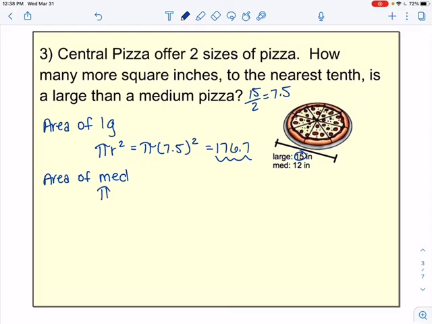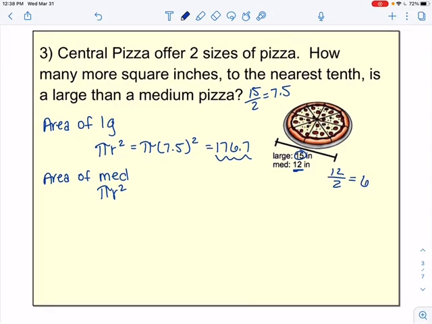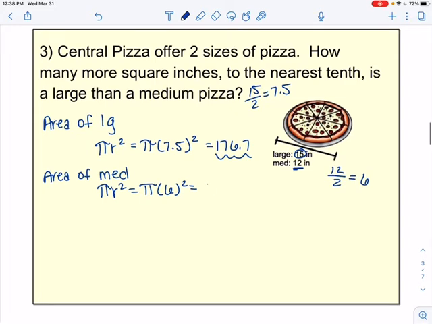The area of your medium, again, is pi r squared. And again, this time my diameter in this case is 12. So the radius, 12 divided by 2, will give you an answer of 6. So we're going to have pi times 6 squared. And 6 squared is 36. So if you just want to type 36 pi into the calculator, either way that you do it, when you get around to the nearest 10th, you should get 113.1.